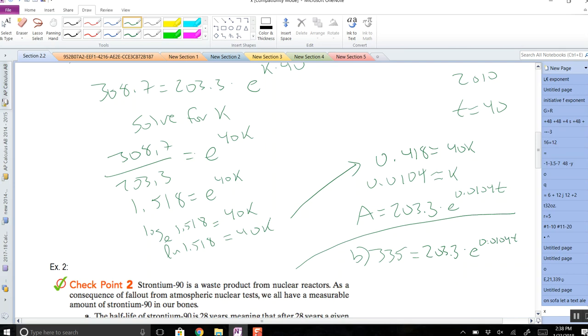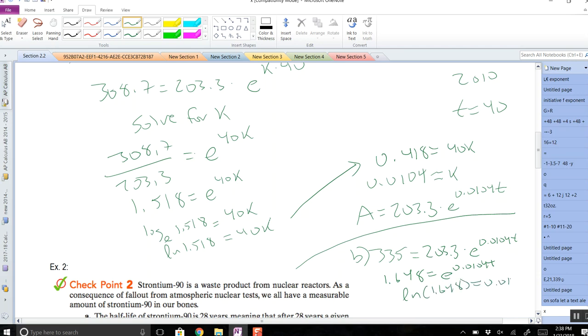And now our job is to solve for t. So 335 divided by 203.3, you get 1.648. Again, I divide both sides by 203.3. I'm going to take the natural log of the left side and divide by 0.0104. So again, you take the natural log of 1.648.